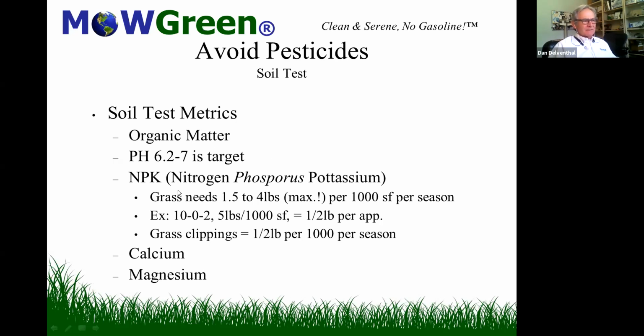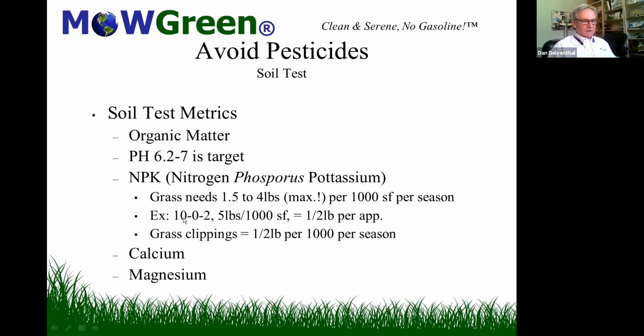The tests will tell you where you are at with nitrogen, phosphorus, potassium. Phosphorus is regulated. You need to be growing sod or planting seed, or showing a soil test where phosphorus is low, to use any, because that gets into the water and wreaks havoc. In terms of nitrogen, grass needs 1.5 pounds to 4 pounds per 1,000 square feet per season.